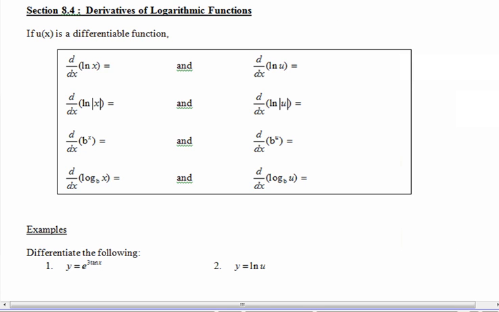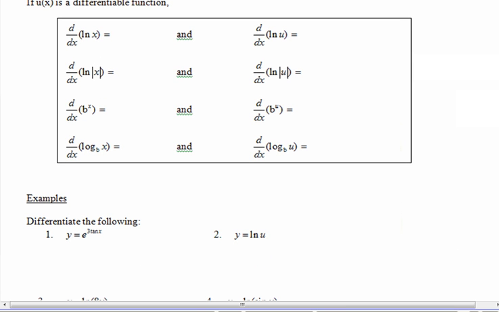Okay, so guess what? We're going to learn how to take the derivative today of a natural log, of an exponential function, of a log function, all of these. Okay, so this is all on your formula sheet. All on your formula sheet.